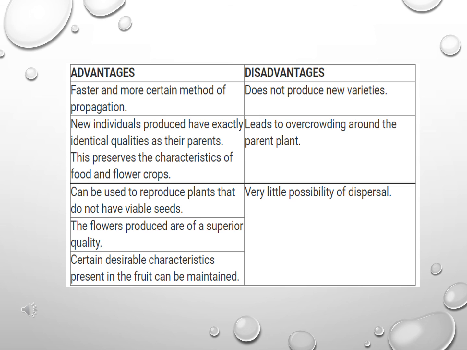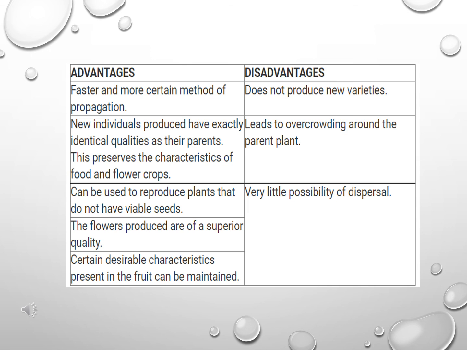Now we'll see the advantages and disadvantages of vegetative reproduction. In advantages, the first point is that it is a faster and more certain method of propagation. All the techniques involved in the natural as well as the artificial methods are very fast methods. It means they will produce a new plant in a faster way.